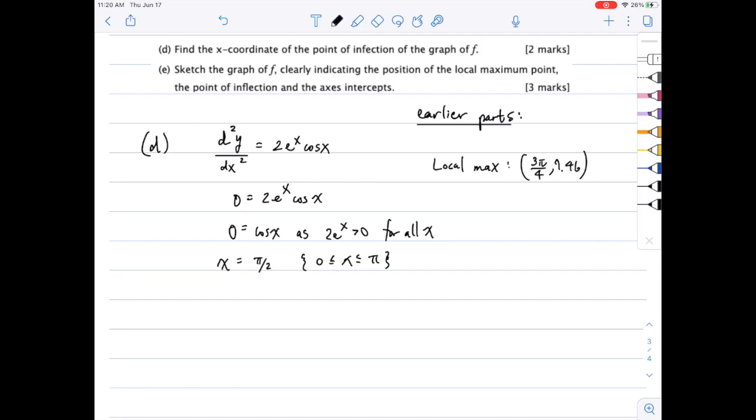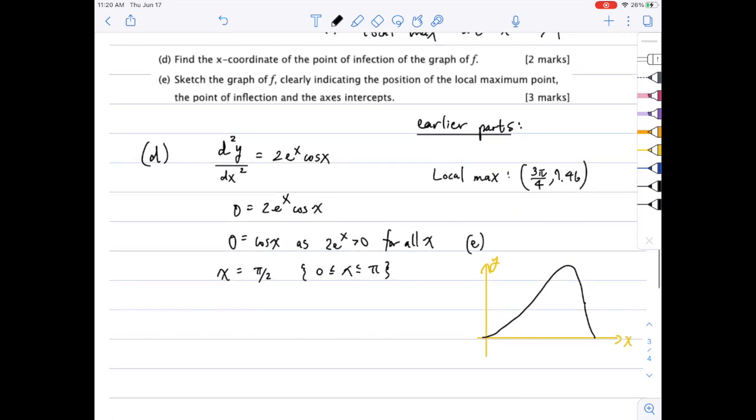So part E says sketch. I'll do a sketch quickly. On your sketch, the question says you need to mark in your local max point as well as the point of inflection and the intercepts. If you graph this in your GDC, you're going to get something that looks like this. Now, the GDC is maybe not going to tell you the intercepts. I guess you could use the GDC to figure that out, but we don't really need to. I think we can do a little bit of analytic thinking to determine the intercepts.